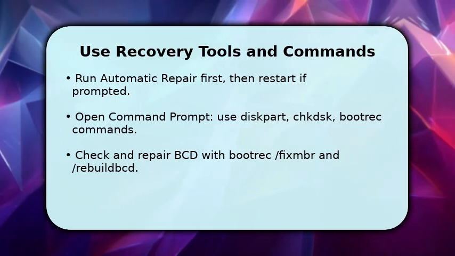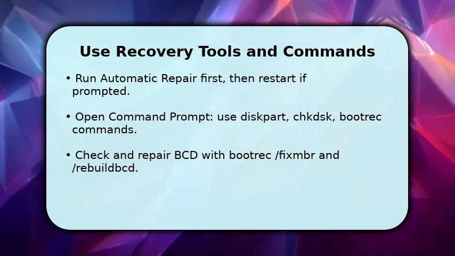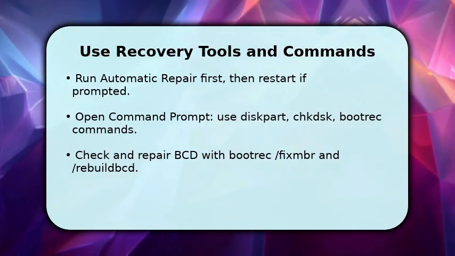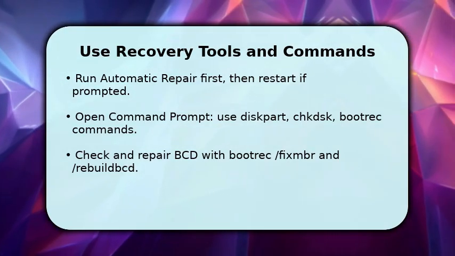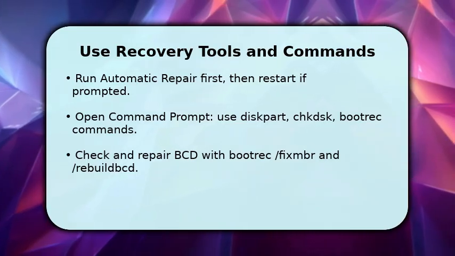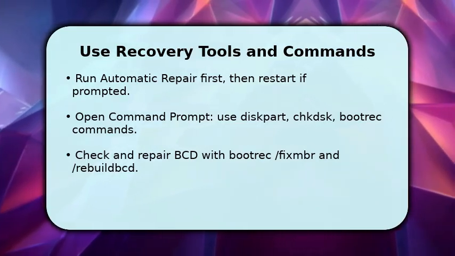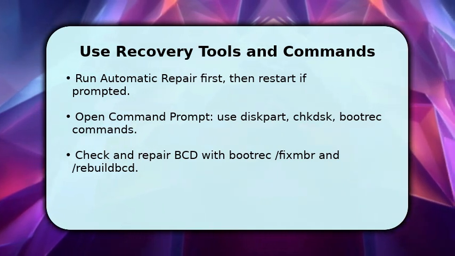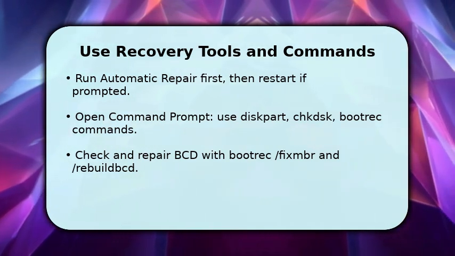Next, run bootrec /fixmbr and bootrec /fixboot to restore boot records. If Windows still won't load, use bootrec /scanos and bootrec /rebuildbcd to detect and rebuild the boot configuration data. These steps fix common corruption issues. After repairing boot records, restart and remove the USB.